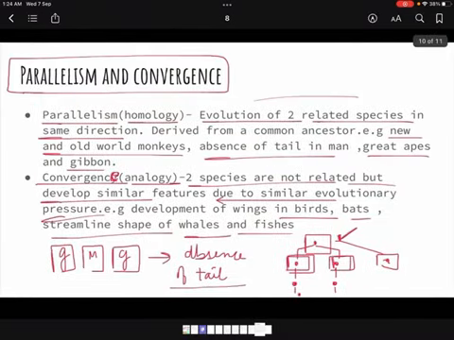convergence and parallelism. With this we are done with 1.4, and soon I'm going to come with the next lecture.